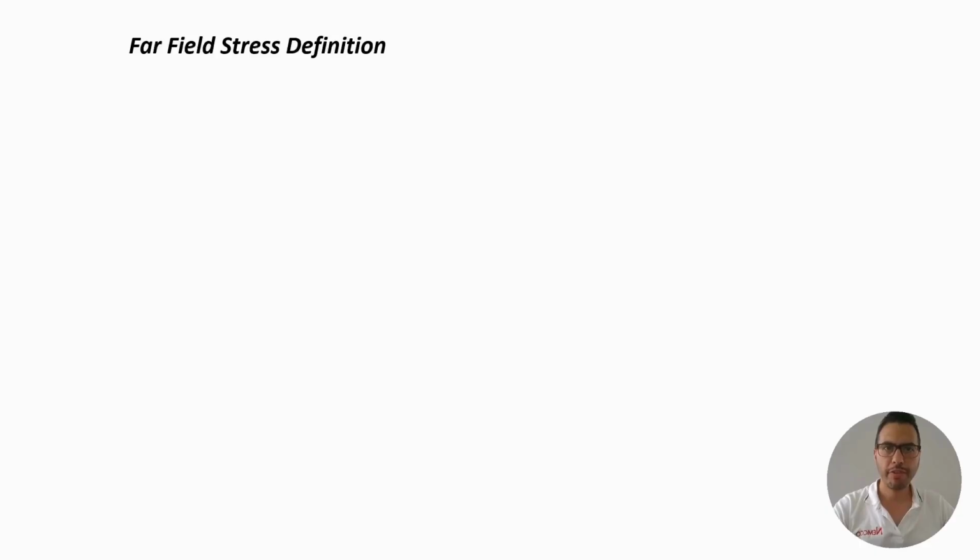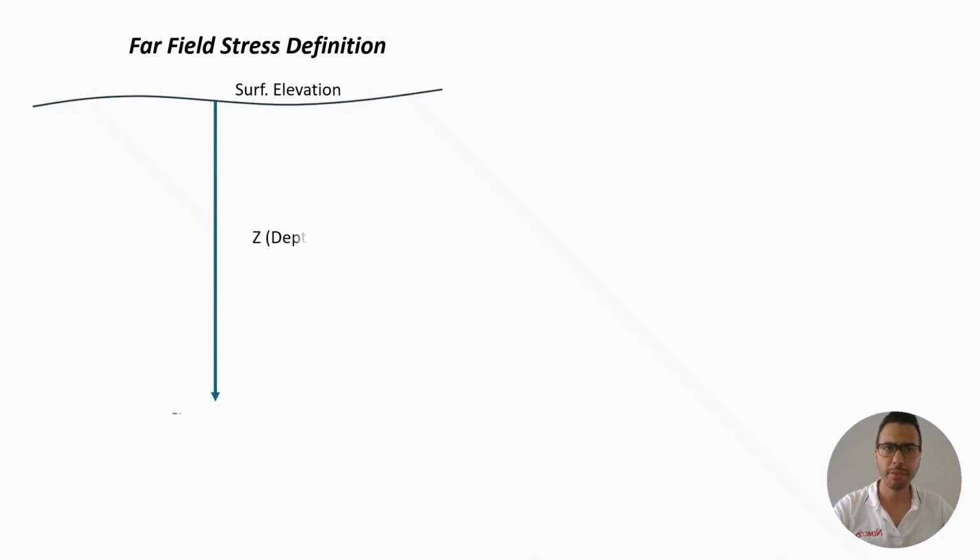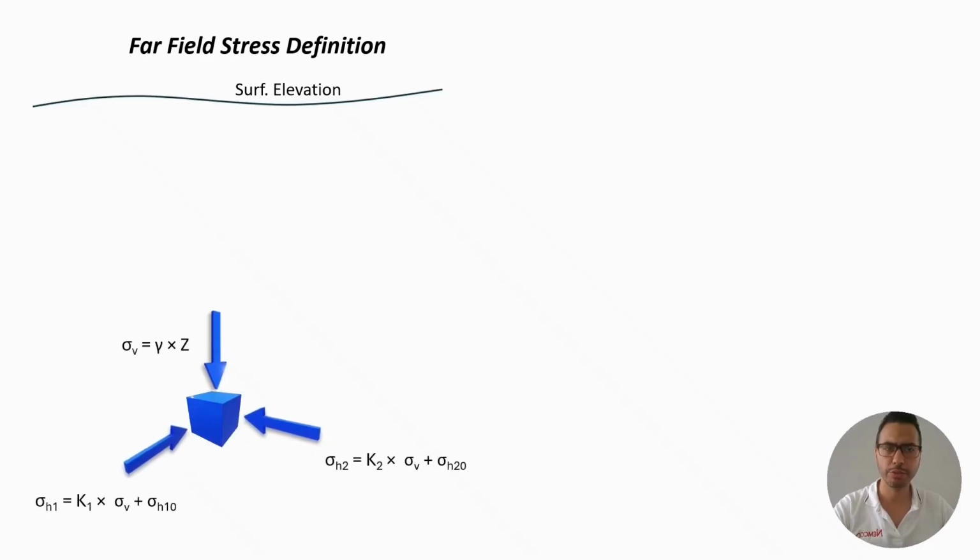We start off by providing some information about the model assumptions, and particularly here the far field stresses. The far field stresses can be represented by three components: sigma vertical, sigma horizontal 1, and sigma horizontal 2. The vertical component is the unit weight times the depth. Sigma horizontal 1 equals the K ratio times sigma vertical plus the locked-in stress.